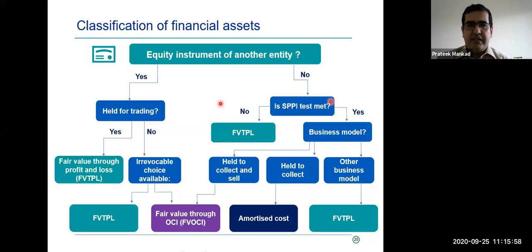Suppose I have invested in a convertible debenture. A convertible debenture is not an equity instrument. Then I have to see what the cash flow characteristics of the convertible debenture are. Is it principal and interest only or something else? The answer is it also includes the value of equity shares, which will get converted. Therefore, the SPPI test is not met. Once again, no choice. Fair value through P&L is the only accounting choice available.